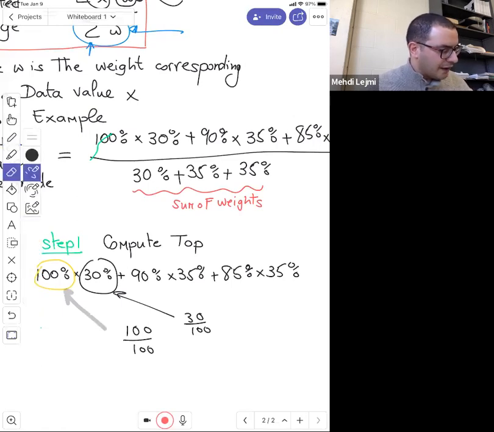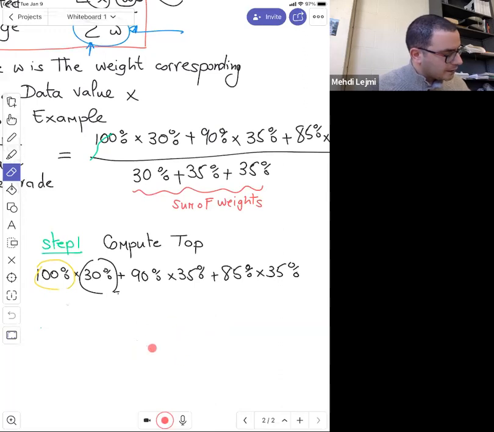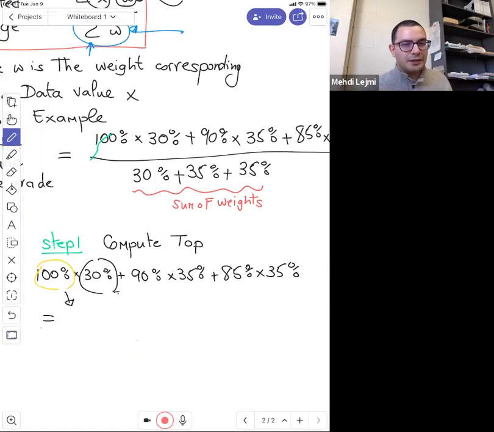All you have to do is divide by 100. So this would be equal to, if you divide 100 by 100, you get 1, times 30 over 100. Again, you can just use your calculator. You don't have to think about it, guys. 30 over 100 is 0.30.